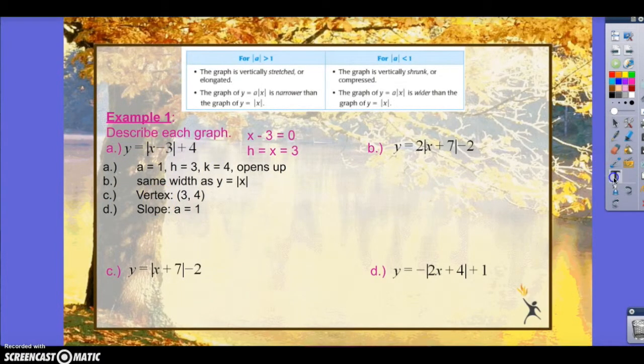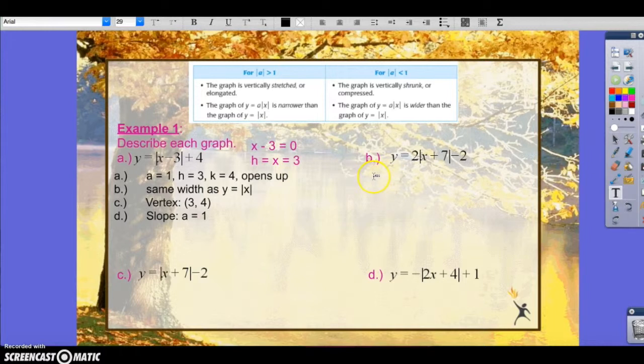So let's do B, same thing. Then maybe you might want to pause the video and try it yourself. So A, I want to know what my A, H, and K are. A equals 2, H equals -7. Remember, we're setting this equal to 0. K equals -2. A is +2, so it opens up.